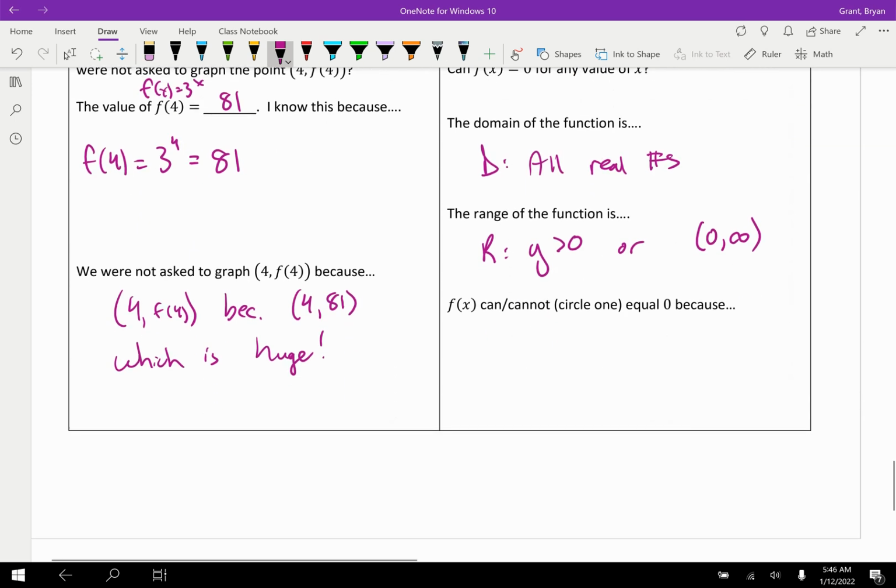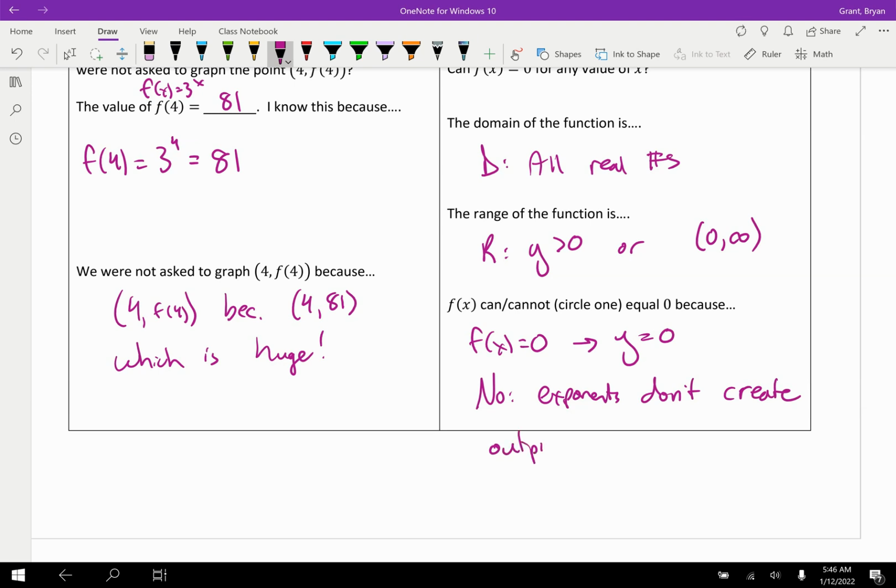Can f of x ever equal 0? Well, if we say f of x equals 0, what we really mean is, can the y ever equal 0? And no, the output can never be 0 because there's no exponent that we know of where we can raise a number to that exponent to get 0. So we're going to say no, exponents don't create outputs of 0.